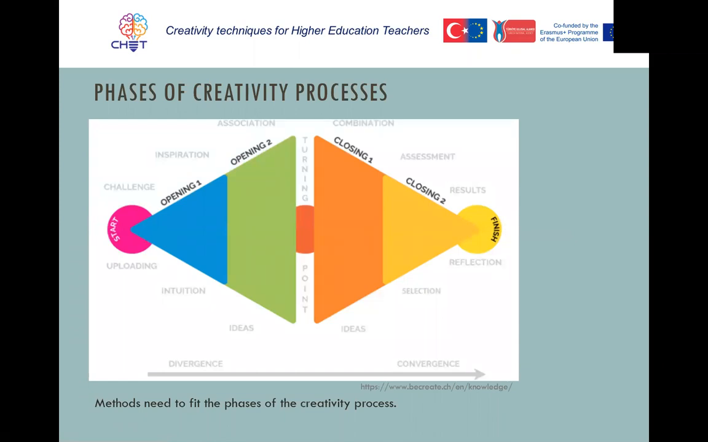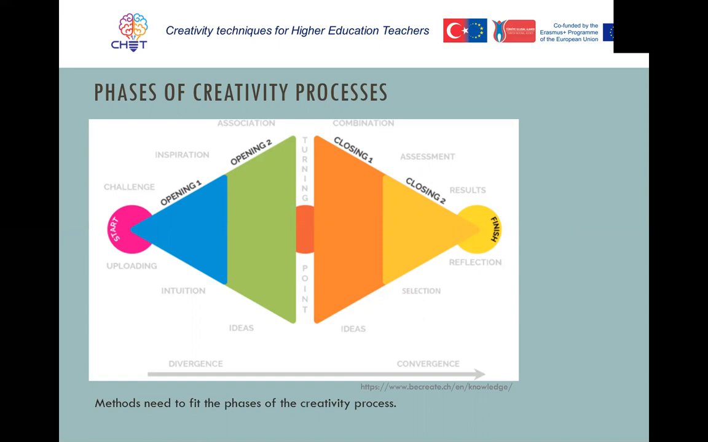The process usually starts with an uploading phase where you make sure that participants can write down what they already know so that they don't have to think about it during the creativity process. Then between the divergent and the convergent phase, you have a turning point where you have to prepare participants to go from the divergent to the convergent phase and to apply a different sort of thinking. And in the end, you should never forget to have a reflection about the process and the results.